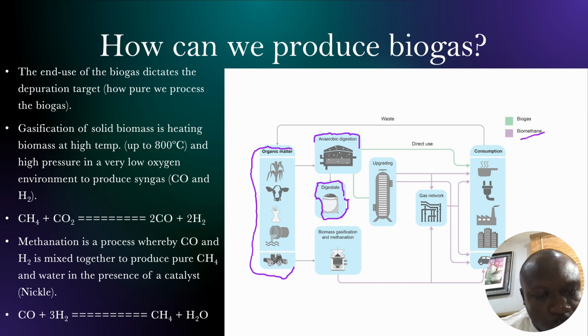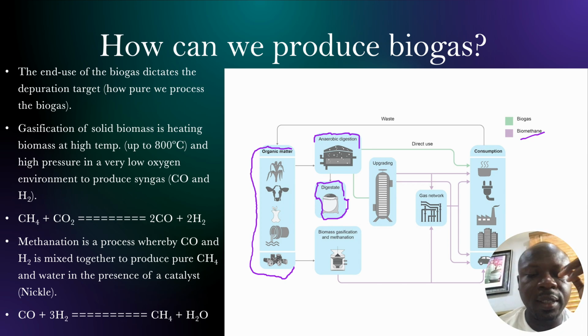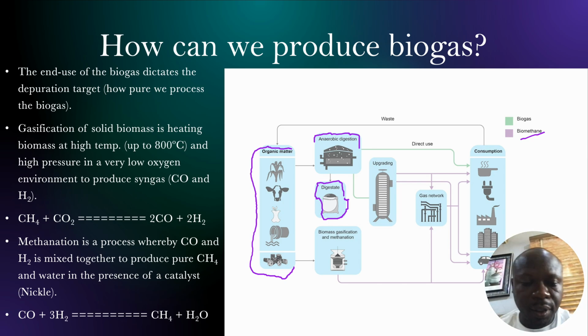But before then, what do we mean by gasification of solid biomass? It simply means the heating of biomass up to a temperature of 800 degrees and high pressure in very low oxygen. Remember, we don't actually need the oxygen to aid us in the anaerobic digestion. So when we heat the biomass up to 800 degrees in the absence of oxygen, we produce what we call syngas. Syngas is a mixture of carbon monoxide and hydrogen.